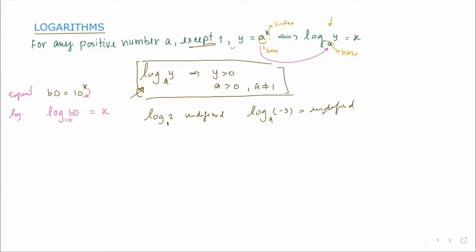We couldn't get any solution for this one. Why? Because of this one, the value of y here, -3, does not go according to the condition. y must be greater than 0, but this one becomes negative. Even though a is greater than 0, this one is still undefined.